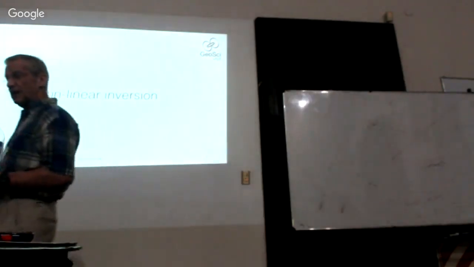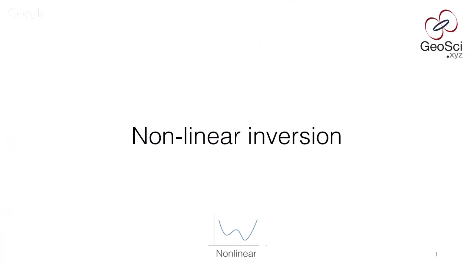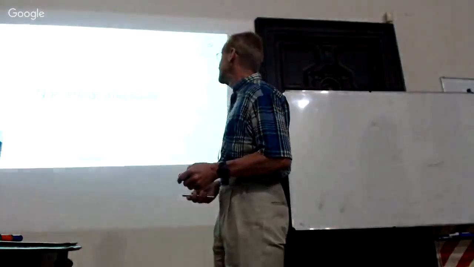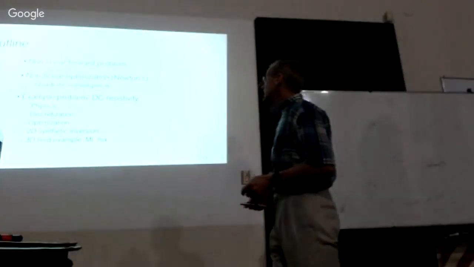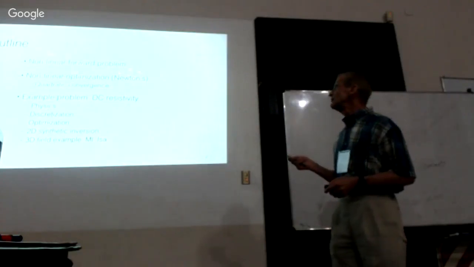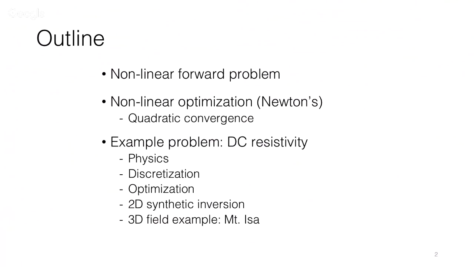So what I'd like to do now is, since we've done the linear problem, let's go to the nonlinear problem, which most problems are, even like the linear problem when we decide we want to do positivity. So we're going to first look a little bit at the forward problem, and then nonlinear optimization. And then we're going to do a sensitivity example.